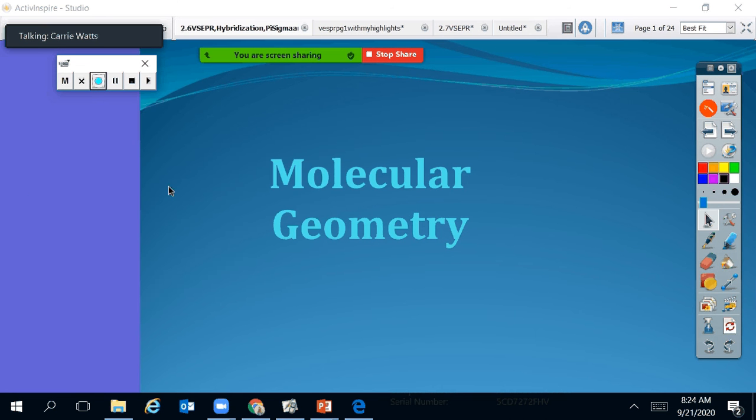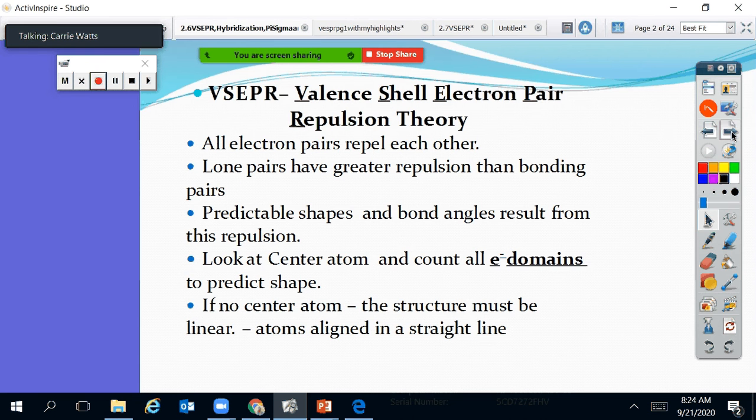Okay, so today we're going to talk about molecular geometry. You've already learned how to write a good Lewis structure. You've already learned how to calculate formal charge to determine if it's a good Lewis structure. And today what we're going to do is take those Lewis structures and draw a molecular shape, or know what the molecular shape should be.